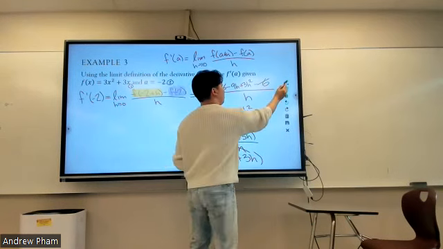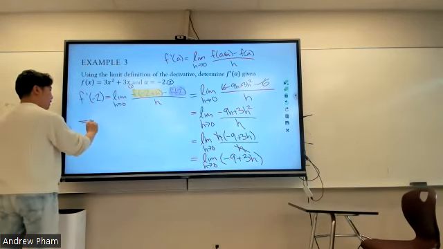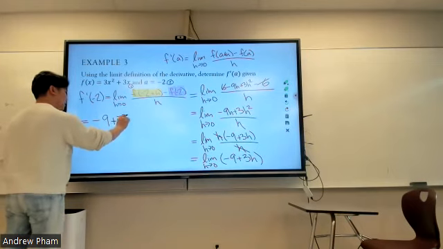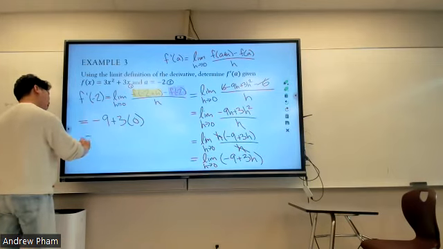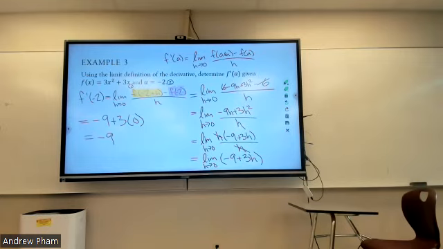Again, just for the sake of writing this out, I know it's a little bit everywhere. That gives me -9 plus 3 times 0, which I think we can agree is -9. So what we just did is we found out that the derivative of this function at -2 is equal to -9.